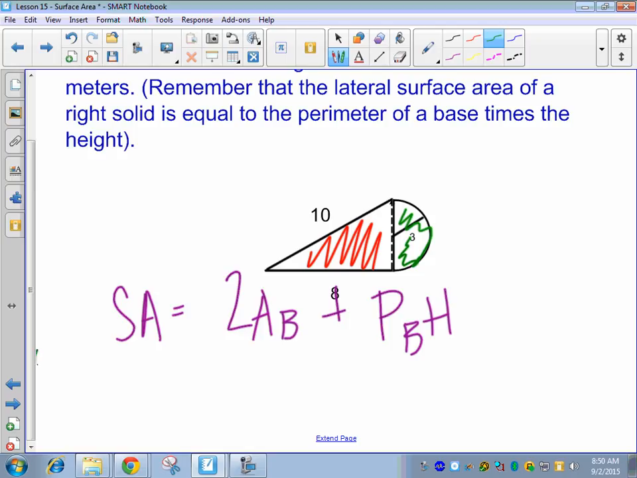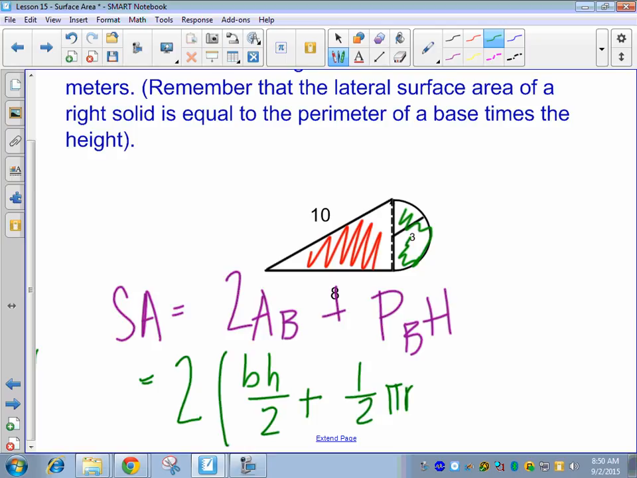So when we're doing our formula for the area of the base, we have to remember that it's a half circle. So we're going to have 2, and for our area of the base, we have this triangle, so base times height divided by 2, plus this semicircle. So we're going to do 1/2 pi r squared, because this is a half circle, not a full circle. So that's our area of the base.